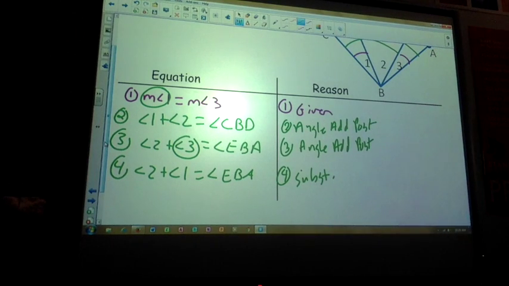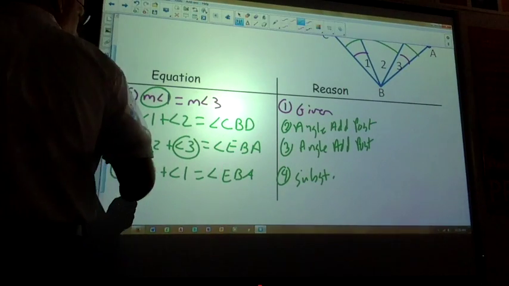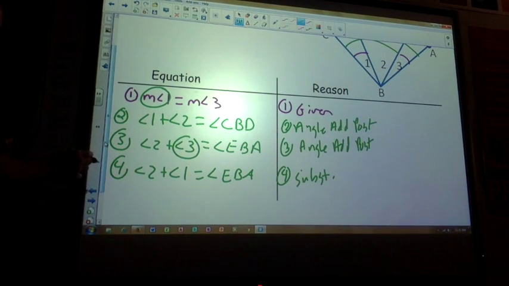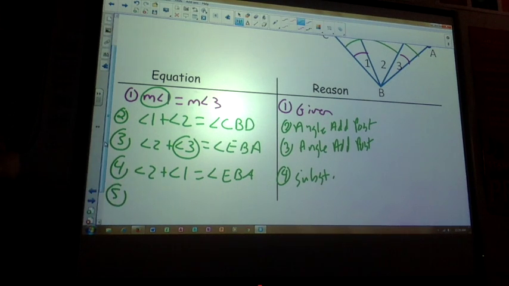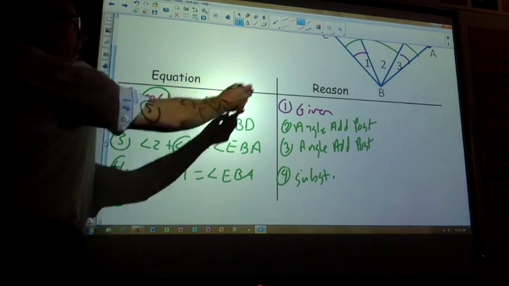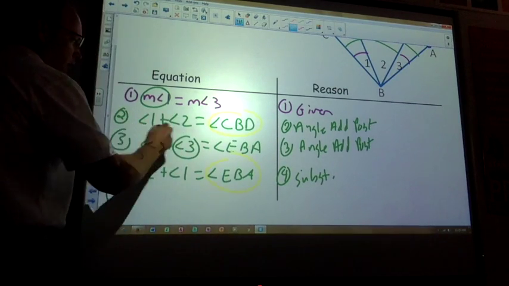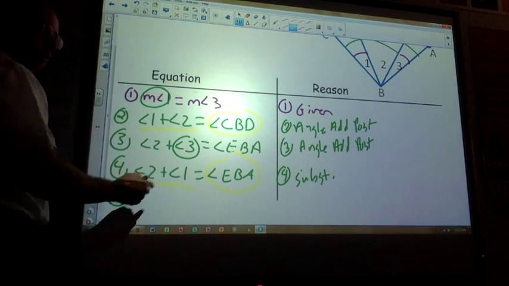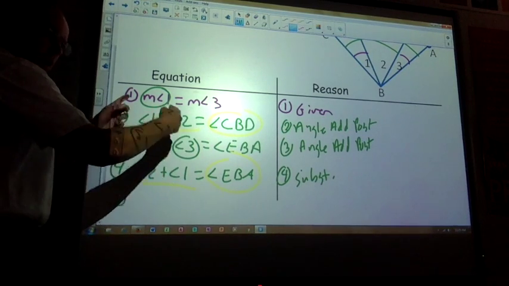Wait, since you already have above angle 1 plus angle 2 equals angle CBD and angle 2 plus angle 3 equals EBA, can't you just do the transitive? You're exactly right. Because I have 1, 2, and here's my third thing. So this can be equal to this because of the transitive property. This is the same thing, even though they're flip-flopped.